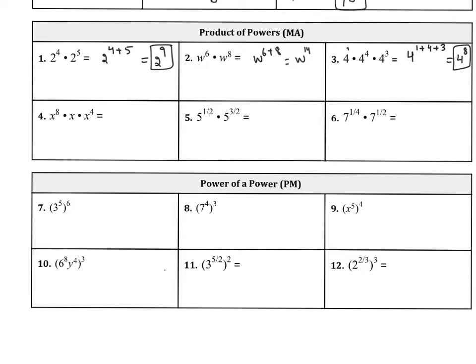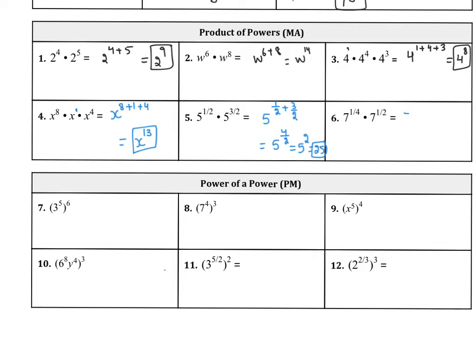Next, you're multiplying same bases, so you're going to add the powers. 8 plus 1 plus 4, and that's going to give you x to the power 13. 5 to the power 1 over 2 plus 3 over 2, and that is 5 to the power 4 over 2, and that is 5 to the power 2 or 25. Either way your answer would be correct.